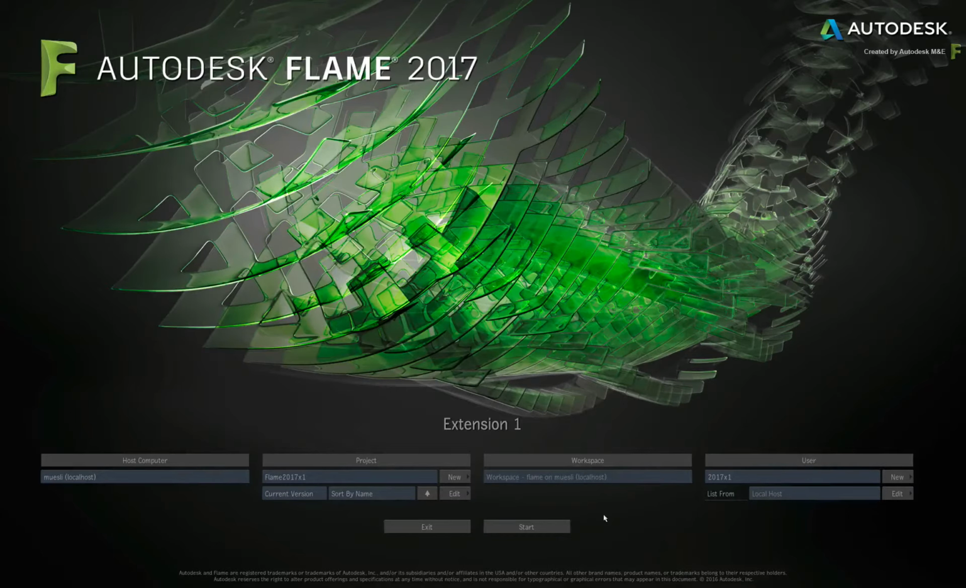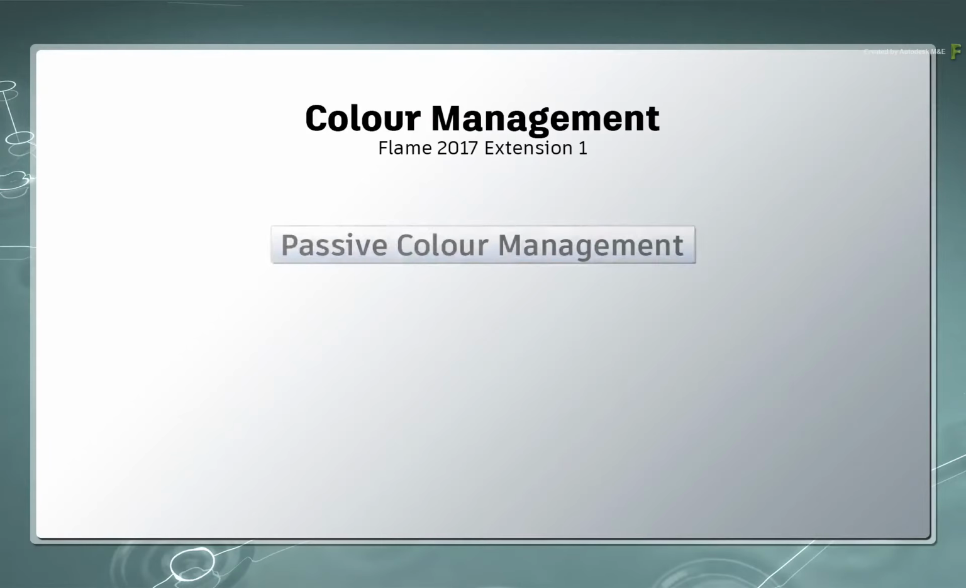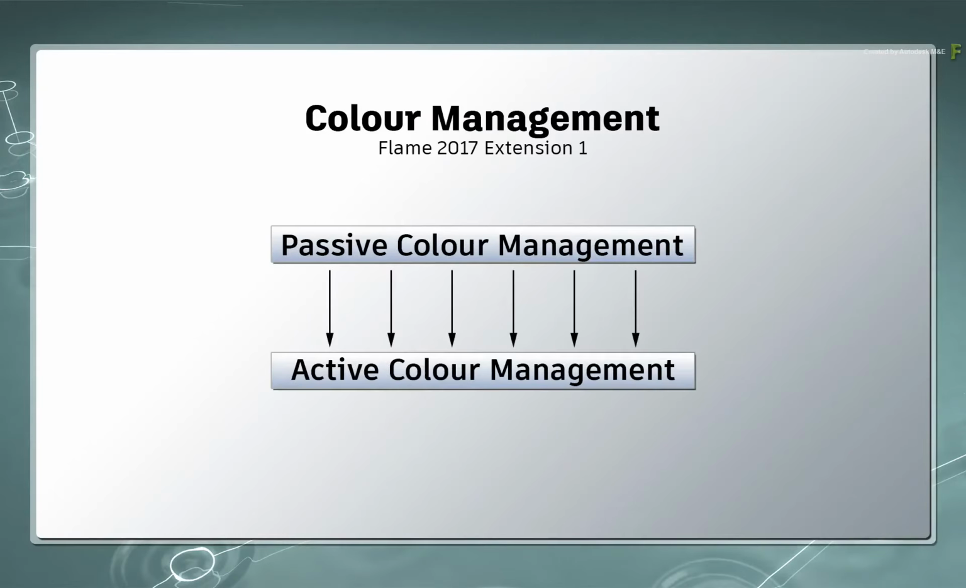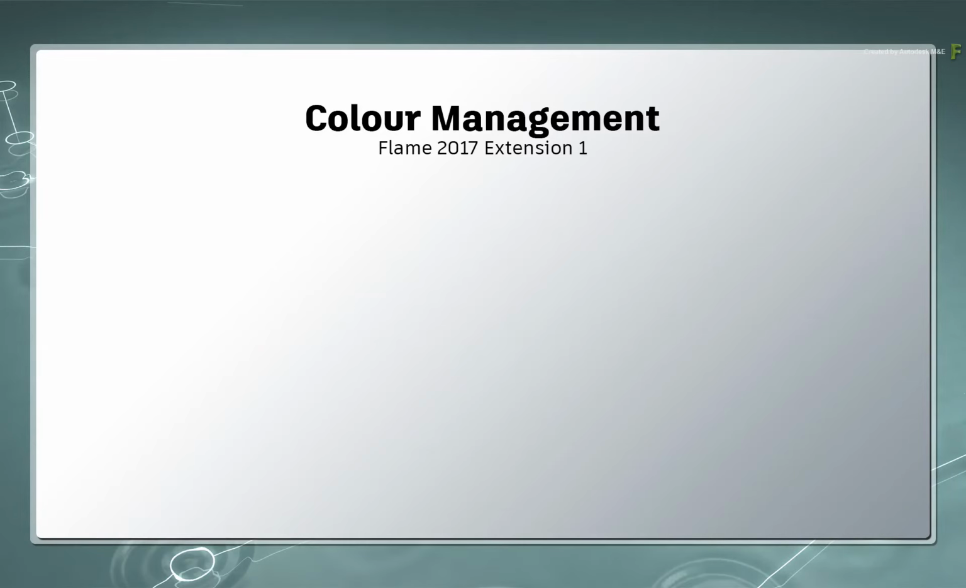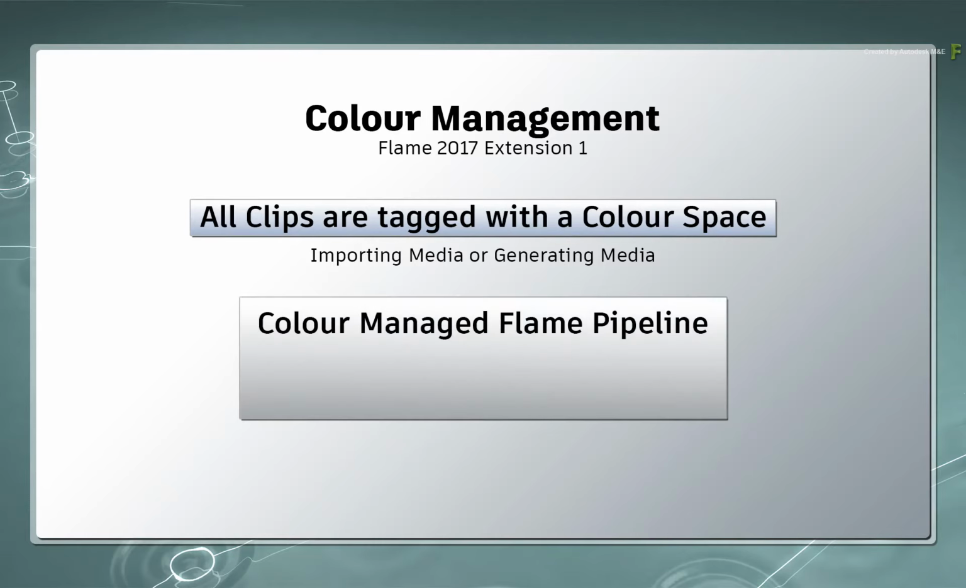Now let's start off with discussing what has changed in the Flame 2017 Extension 1 products. The underlying theme is that Flame has moved from passive color management to active color management. What does this mean to you as an artist? Well, for starters, all your clips are always tagged with a color space. This is done when you import media as well as generating any media. The color space tagging is maintained throughout the Flame pipeline, so all color management is respected on import, editorial, VFX, and even at the media management level.